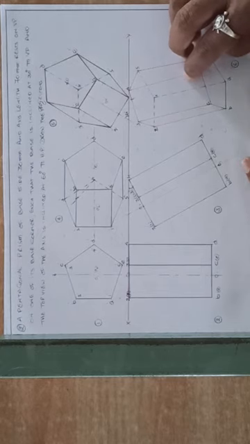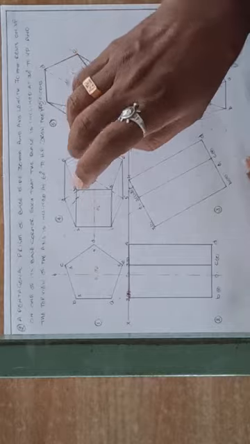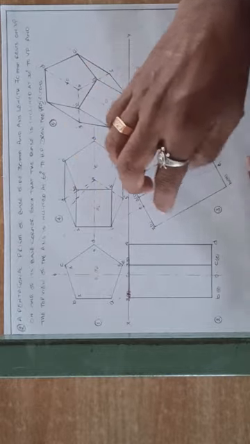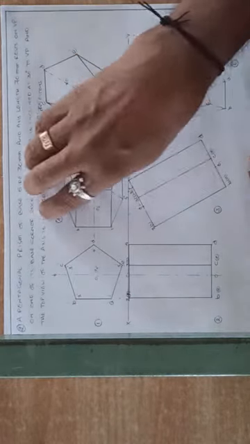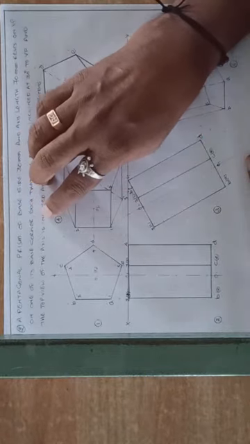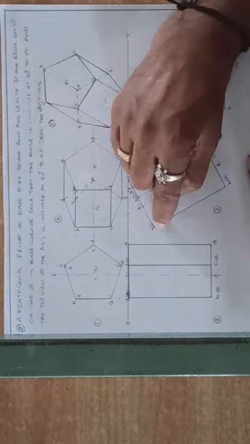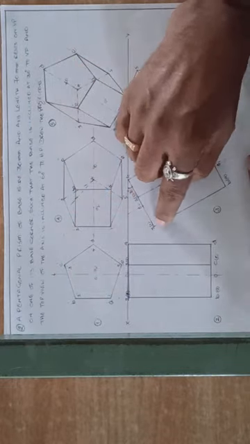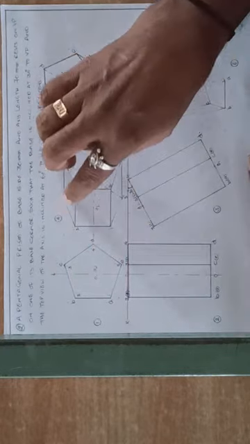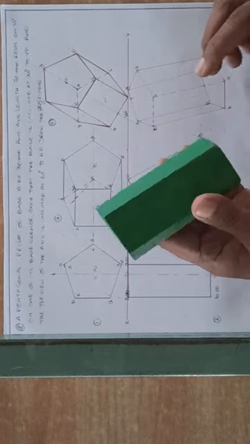After this, draw the projections upward, horizontal projections. Now 2 vertical, 2 horizontal, 1 vertical, 1 horizontal, like that. Mark the points. So now this is the position.